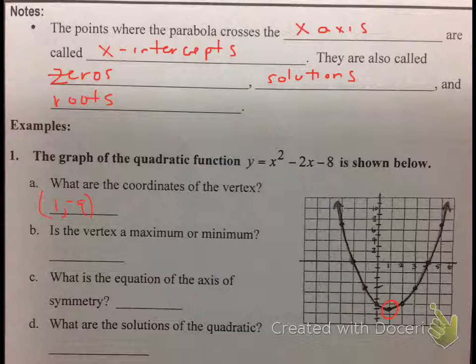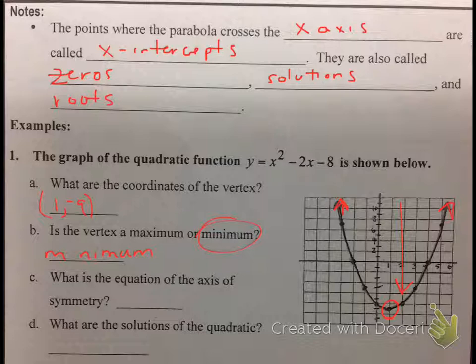Is the vertex a maximum or a minimum? So you have to ask yourself a question. Does it have a limit on how high the graph can go? Look at the arrows. Which direction are they going? Does it have a limit on how high it can go? No. If your answer is no, then you do not have a maximum. Okay? Does it have a limit on how low the graph can go? Well, yeah. You got to stop it right there. So you do have a minimum.